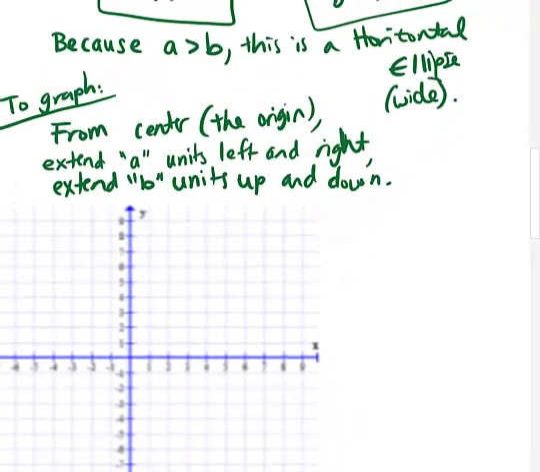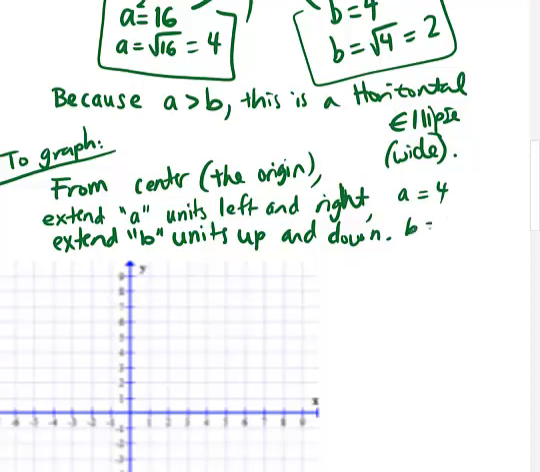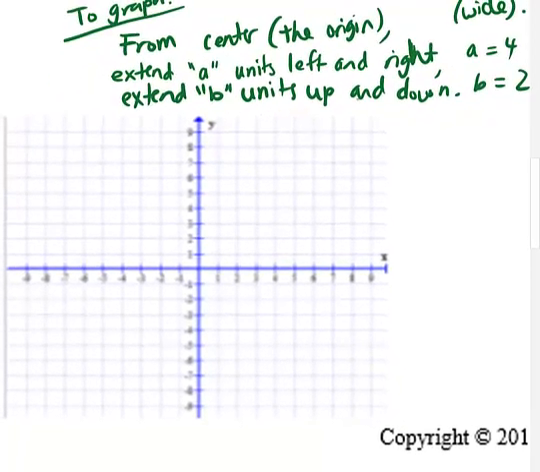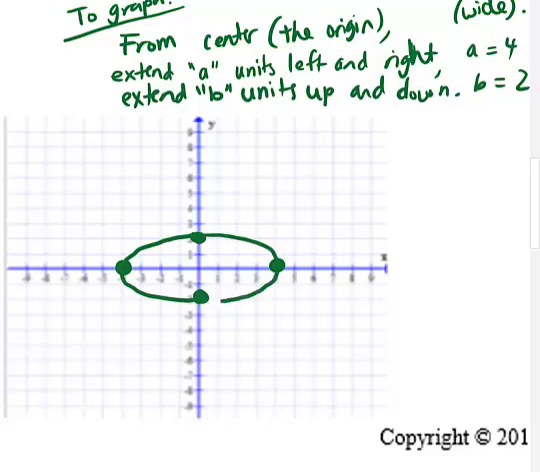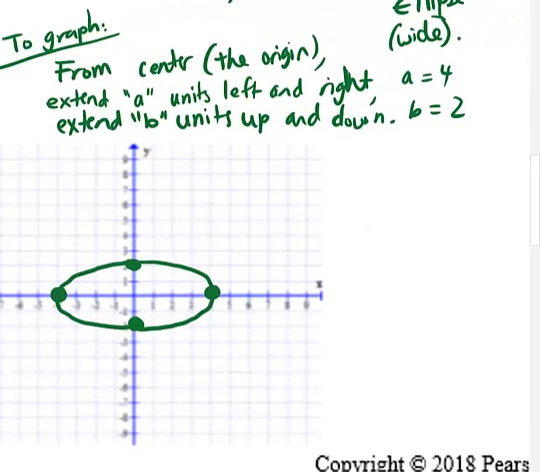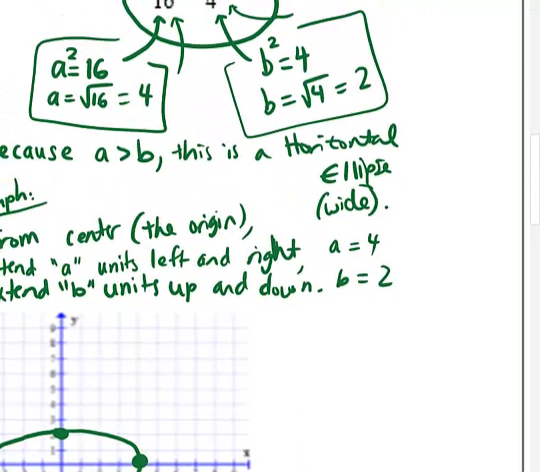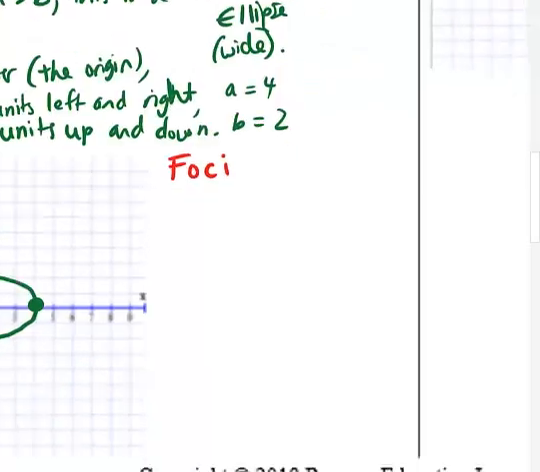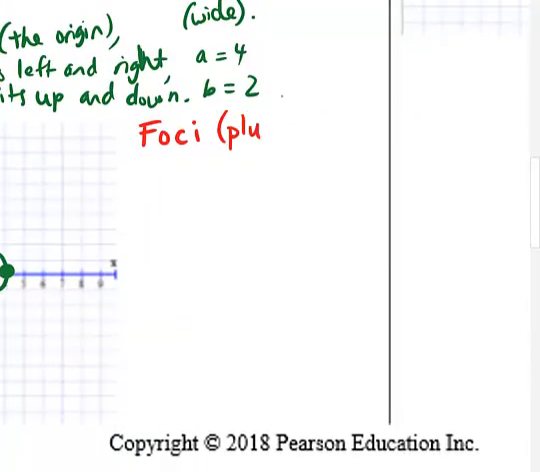So let's see, what was a? A was 4, and b was 2. So from the center, I'm going to go left 4 and right 4, and up 2 and down 2. That's pretty much it. So that should be what the ellipse looks like. And then I'll just try to round it out, make it look more like an oval. Okay, so that's the graph of the ellipse. It looks good. But then they want us to find the foci, which, like I said, is the plural of focus, because there are two of these focuses.